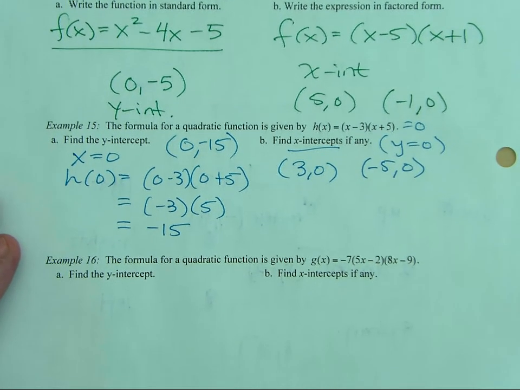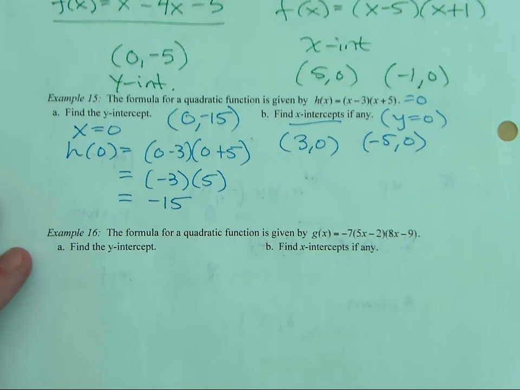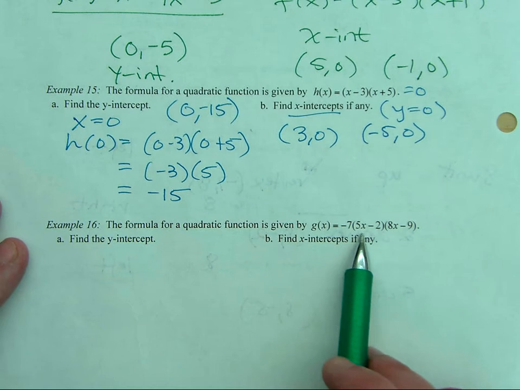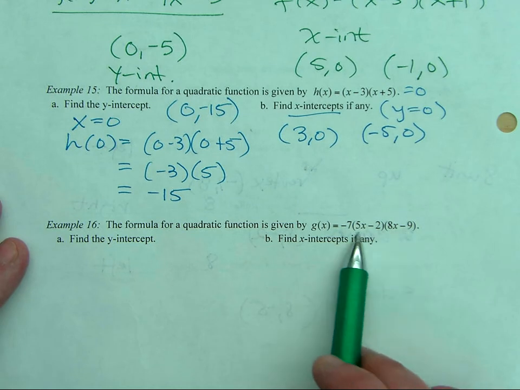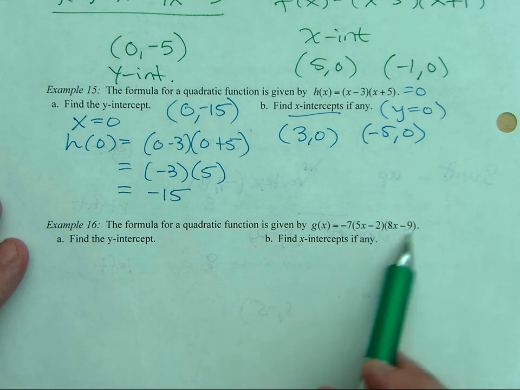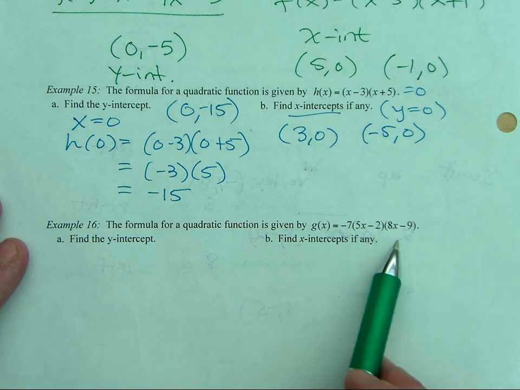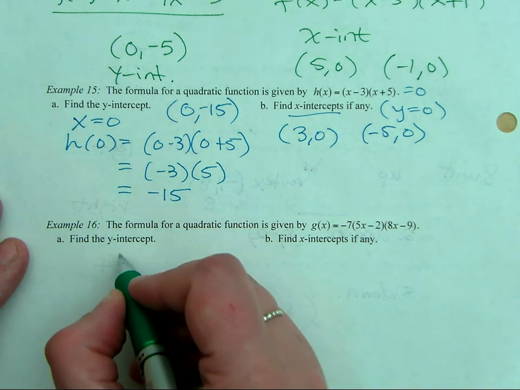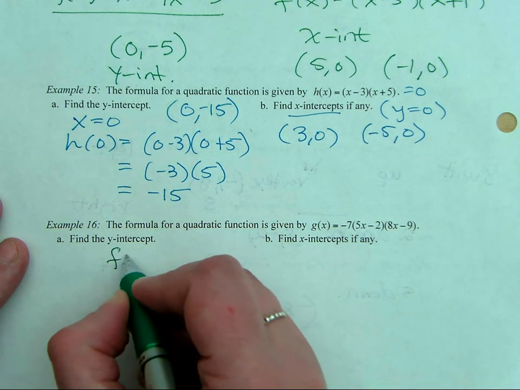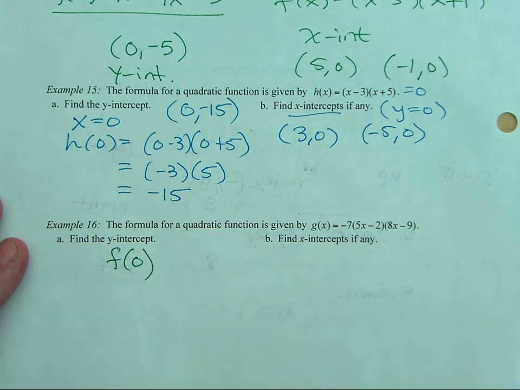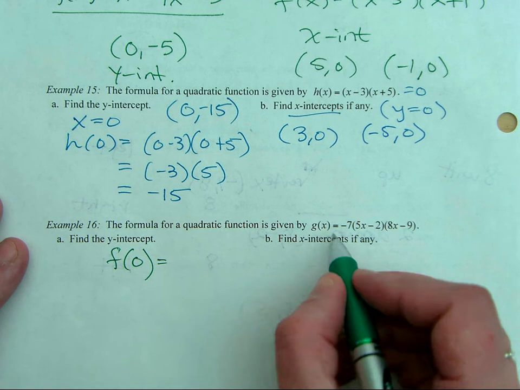Let's look at example 16. This one got a little bit trickier, but you could absolutely FOIL that out if you wanted to. But the nice thing is this one is already factored, right? If you want to find the y-intercept, what do you always do? You plug in. Yeah, well, you could FOIL it out. You could do that, or you could plug in 0 for your x.